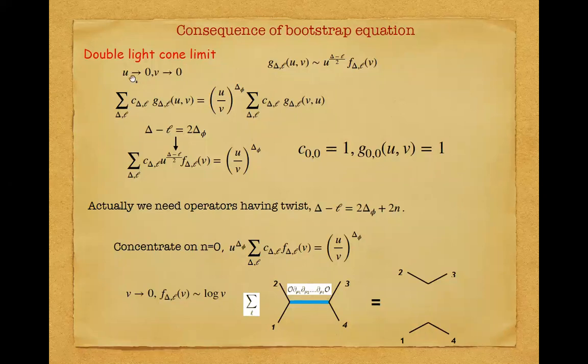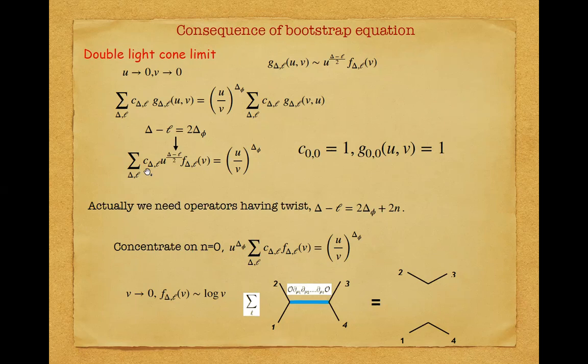When u goes to 0 and v also goes to 0, in that limit, this g of delta, L, which is on the left hand side, behaves roughly like u to the power (delta minus L)/2 times some function of v. And then on the right hand side, you have this spectrum. Now you take the identity operator that you have in the theory. For the identity exchange, the OPE coefficient is 1, and this block also evaluates to 1. So what you get is just a simple function (u/v) to the power delta phi.